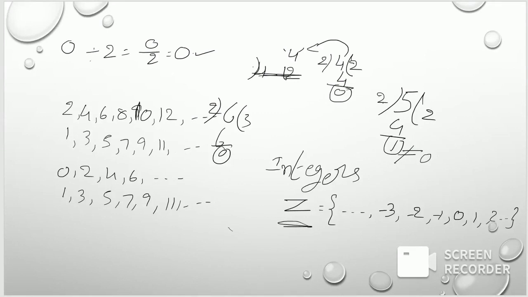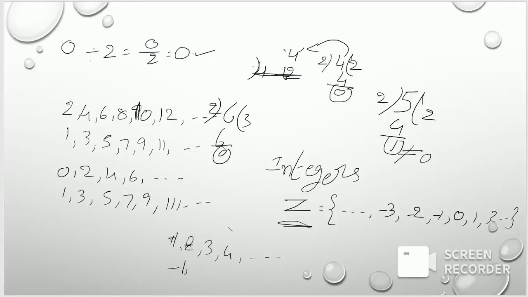Negative numbers: the natural numbers 1, 2, 3, 4, and so on have a positive sign, plus. The negative numbers are minus 1, minus 2, minus 3, minus 4, and so on. All the numbers whose sign is opposite to the natural numbers are called negative numbers. In these negative numbers also we have even numbers and odd numbers.